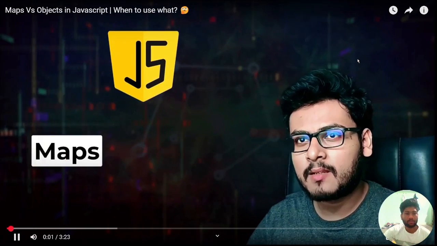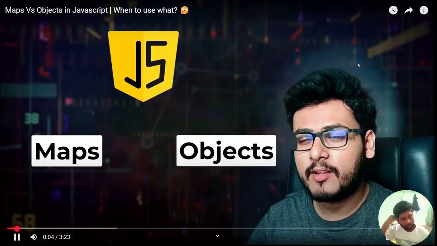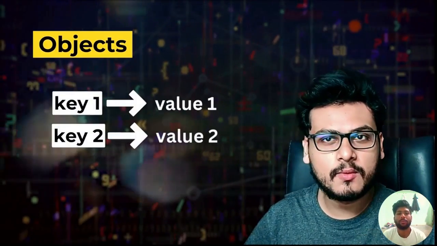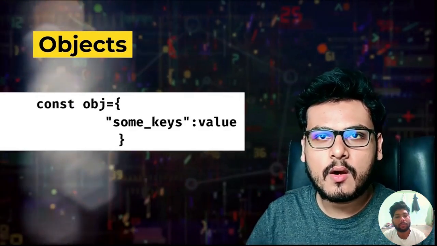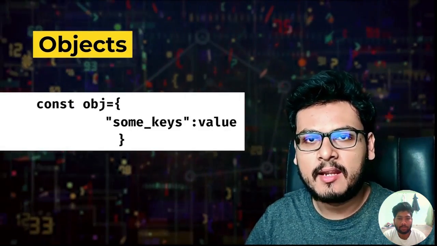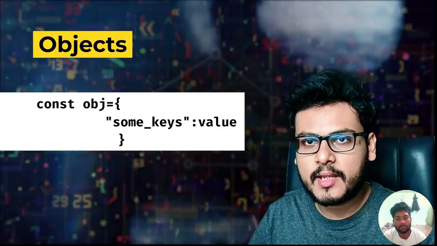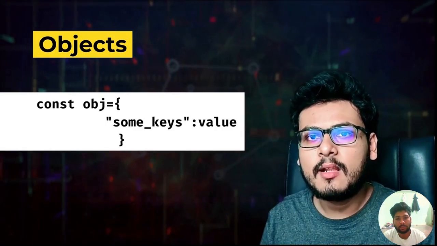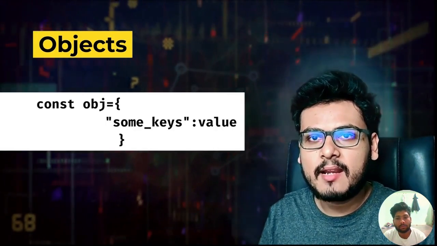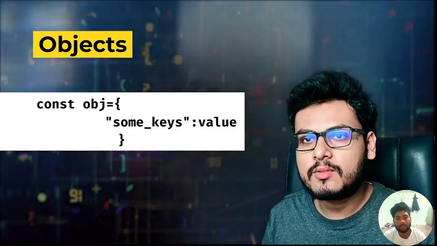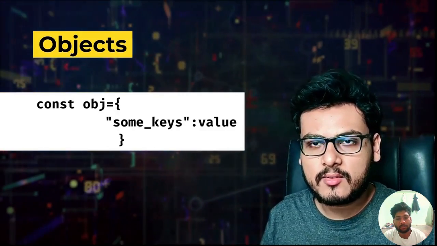In JavaScript, maps and objects are two similar data structures, but with different use cases. Let us discuss the difference between both and which one to use when. In JavaScript, it is very common to use objects when we have to map keys to certain values. For example, have a look at this code: const obj equals an object with some_key assigned a value. So in this, we have created a simple object assigned to the variable obj, and inside that object we have a key named some_key, which has been assigned a string value.